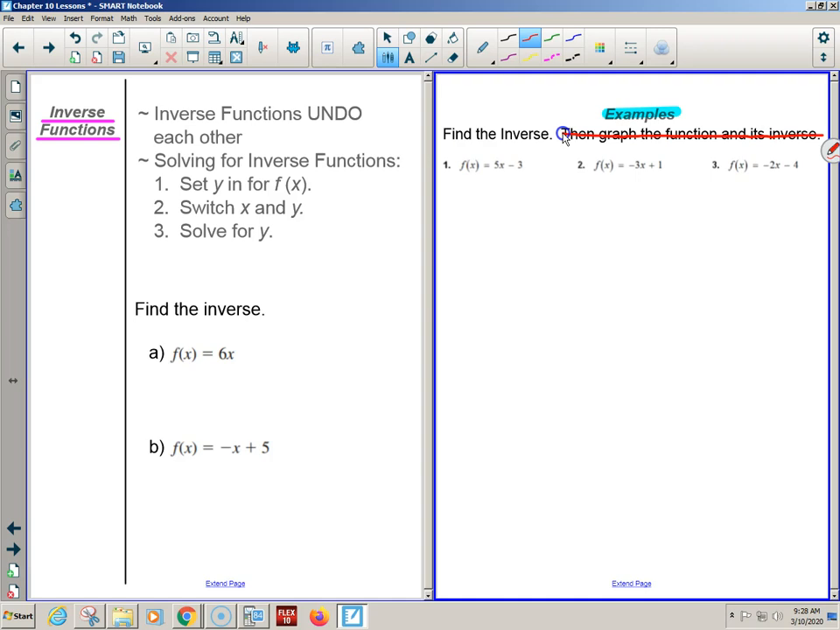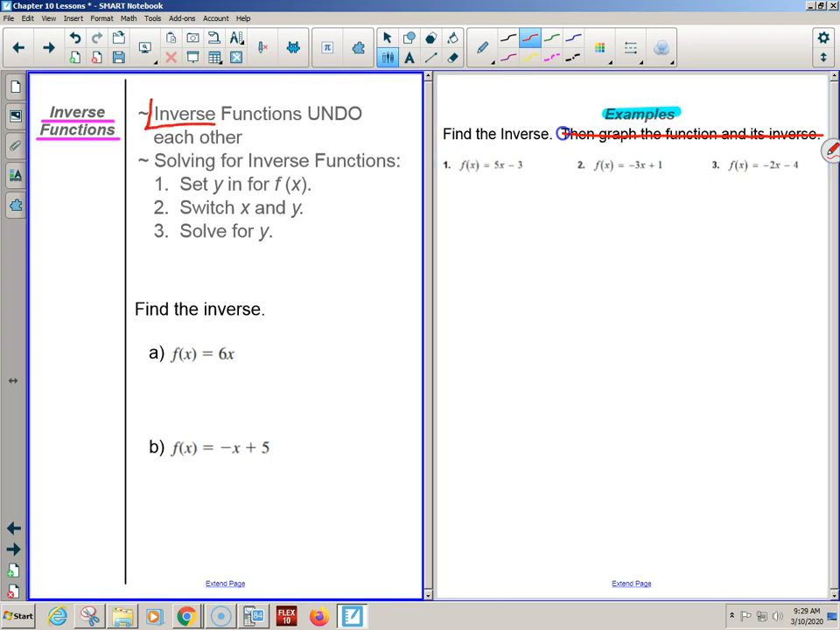And here we are in the last topic of Chapter 10, Section 4, Inverses. I need you to box inverse and box undo. You know what? I'm going to do it in the highlighter. Box inverse and box undo.